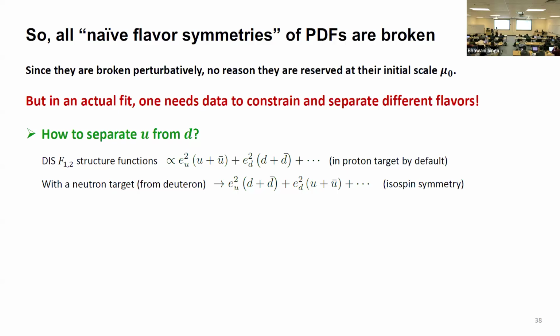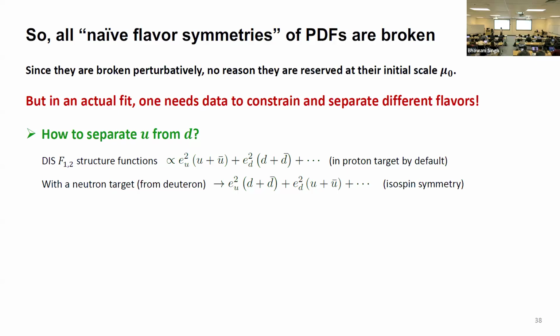But as this gentleman pointed out, if we have another kind of target, say a neutron target, we replace, by default, I'm talking about the proton target. But if we replace the proton by neutron, where does neutron come from? Neutron can come from a deuteron. Deuteron is another kind of hydrogen nucleus, and deuteron is a state of proton and neutron.